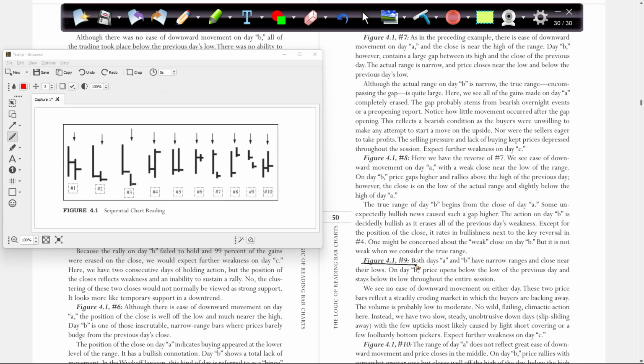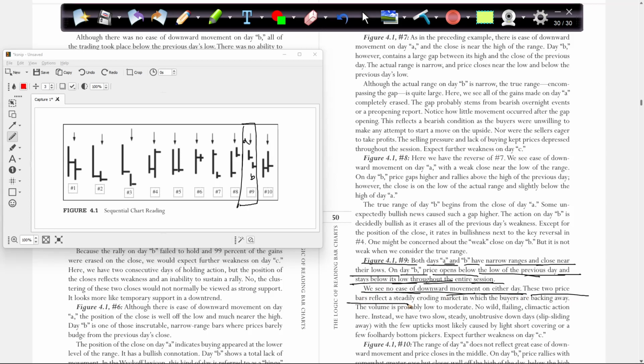So let's look at figure 4.1 number 9. Both days A and B have narrow ranges and close near their lows. On day B, price opens below the low of the previous day and stays below its low throughout the entire session. We see no ease of downward movement on either day.